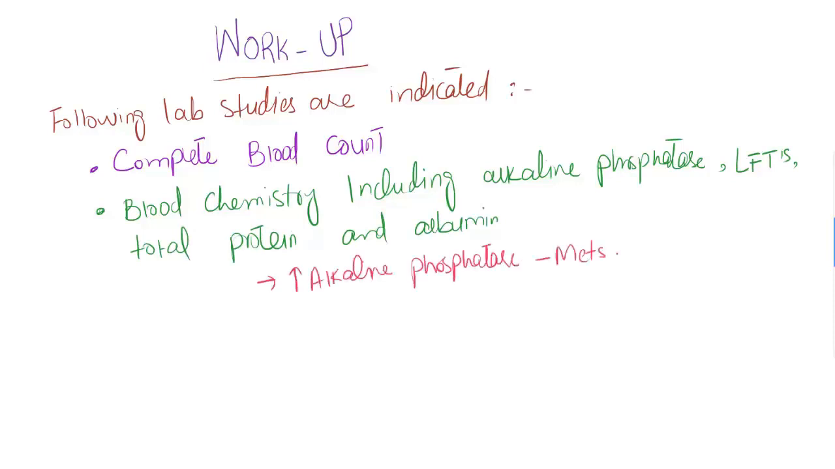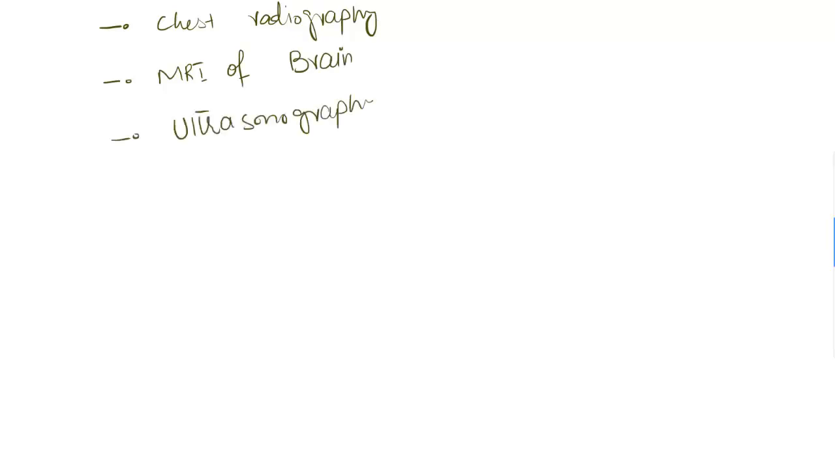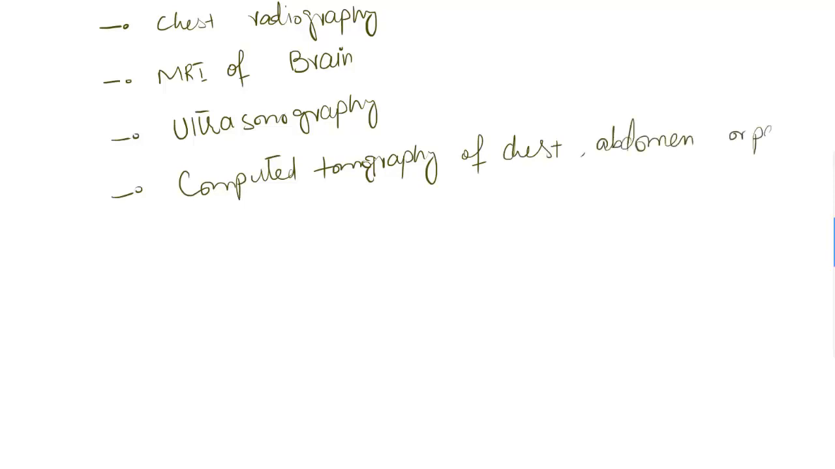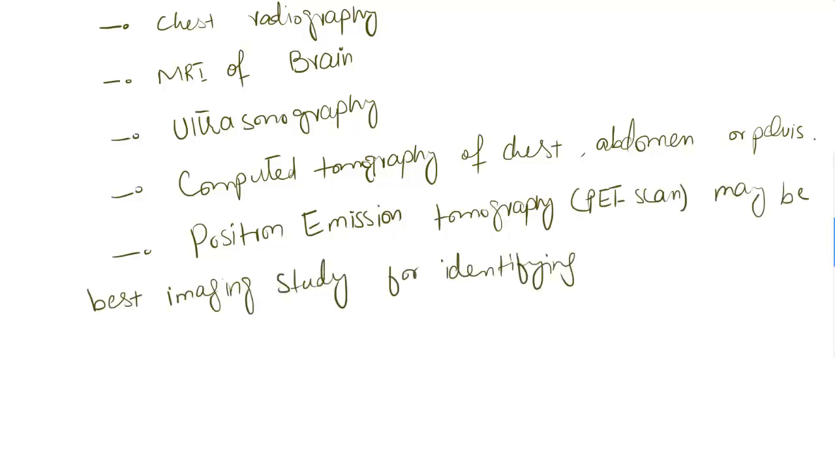If alkaline phosphatase level is increased, it indicates metastasis to bone and liver, and if LFTs are increased, it indicates metastasis to the liver. The following imaging modalities may be considered: chest radiograph, MRI of the brain, ultrasonography, which is the best imaging study for diagnosing lymph node involvement, and computed tomography of the chest, abdomen and pelvis. Positron emission tomography, or PET scan, may be the best imaging study for identifying other sites of metastasis.